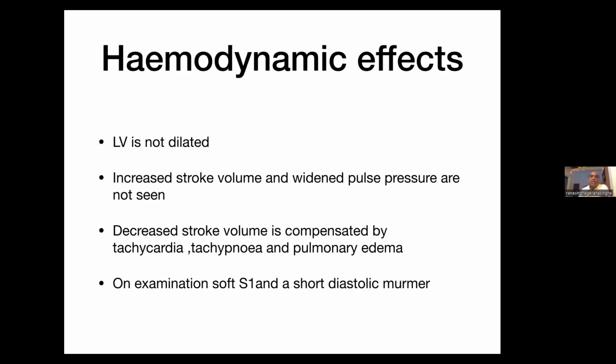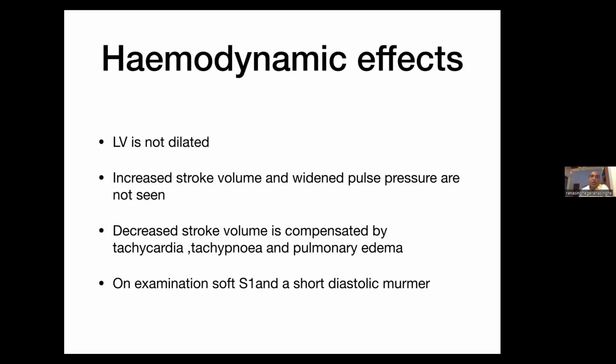So what are the hemodynamic effects of acute AR? Now, if you develop acute AR, as compared to chronic AR, the LV is not dilated. In chronic aortic regurgitation, the LV is dilated. So in acute AR, the apex beat is in a normal position. The reason is that AR developed acutely, and the patient did not have enough time to dilate the left ventricle.